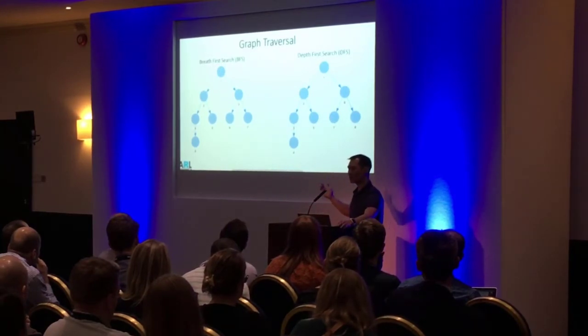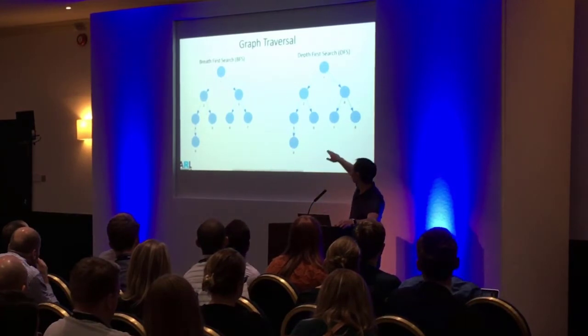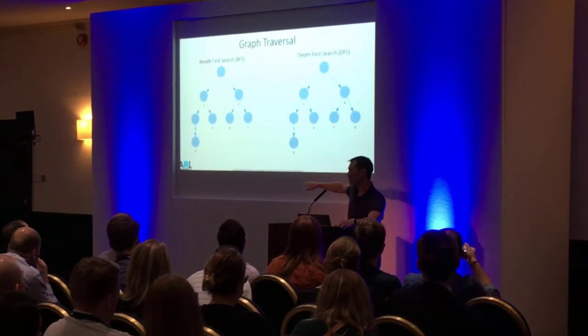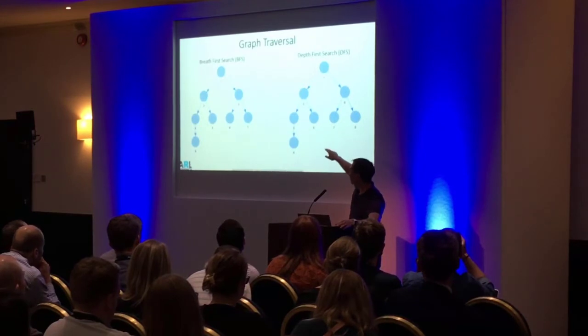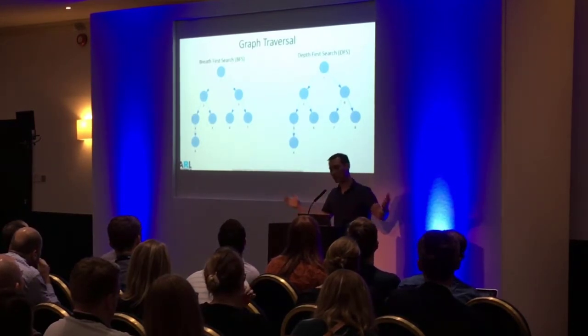Now, depth first search, in short, is basically the other way around. It goes deep before it goes wide. So you're going 1, 2, 3, 4, right? And then back up the tree, down to 5, and it's going down before it goes across.